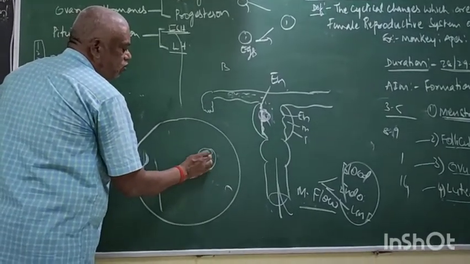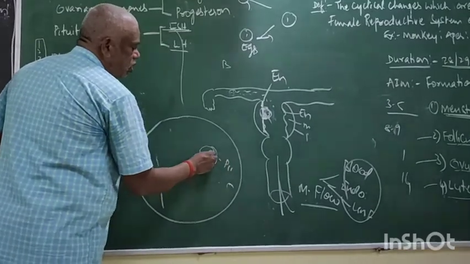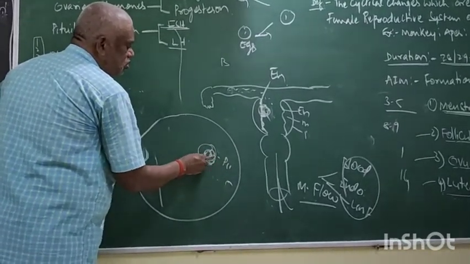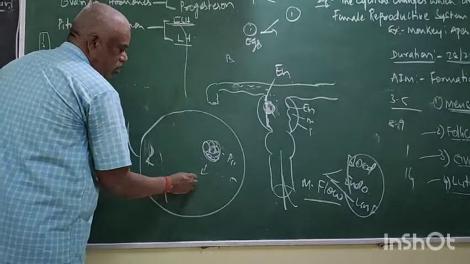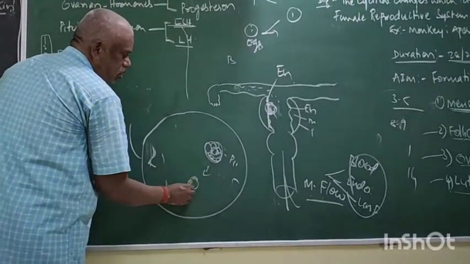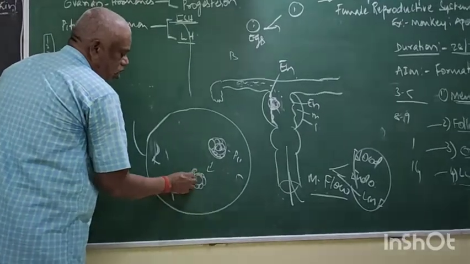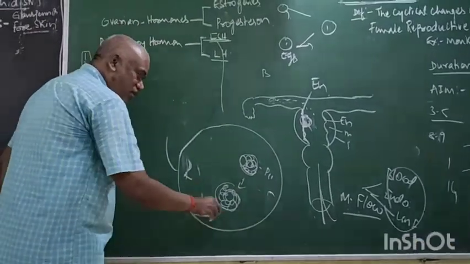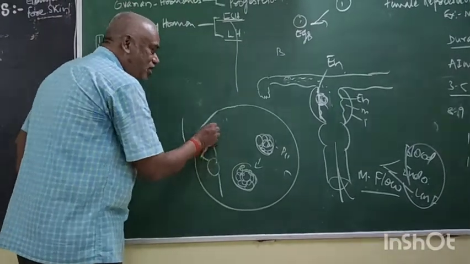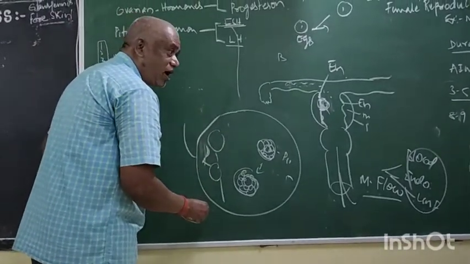Now, it is PF, primary follicle. Now, it is a primary inside granulosa cells. Right. Now, it is a secondary follicle. Now, primary inside inner granulosa, outer granulosa, and so on. Right. Like this, tertiary follicle, like this, Graafian follicle.